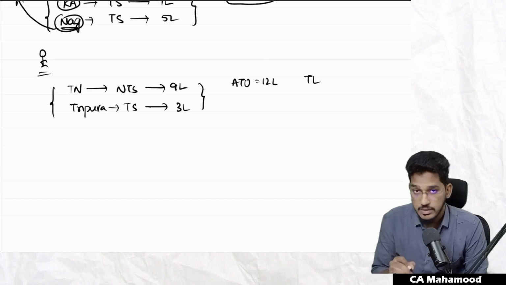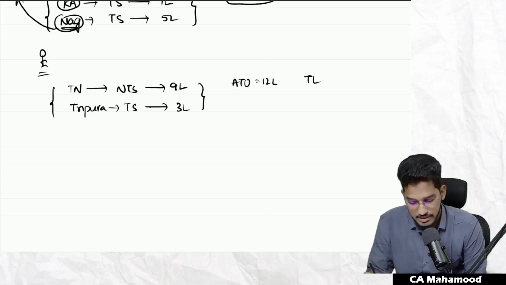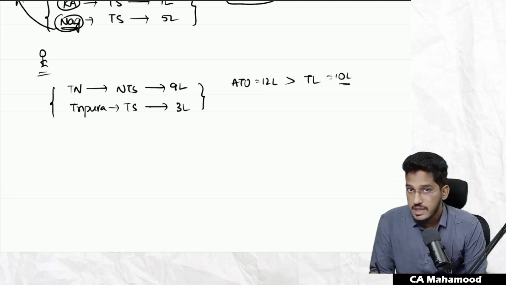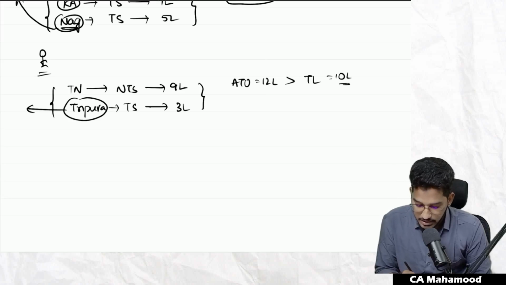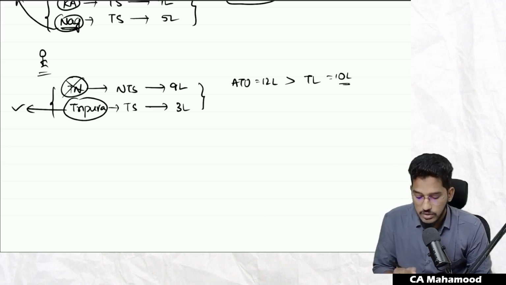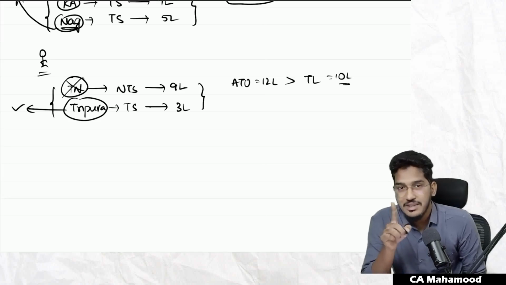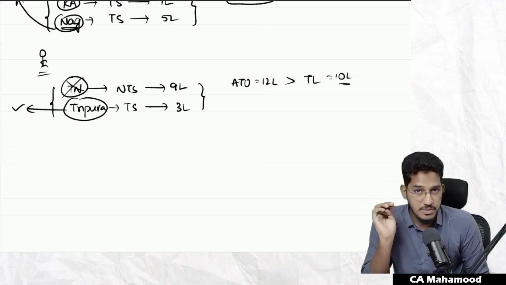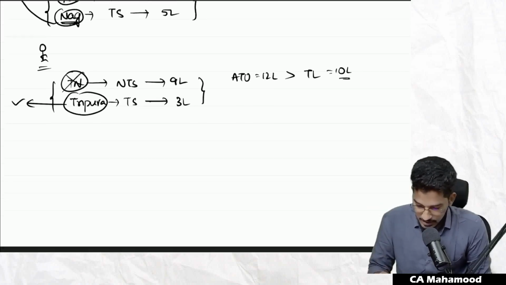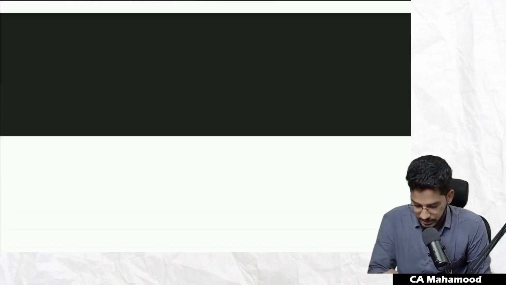Since he is making a taxable supply from one of those four special category states, the applicable threshold limit will be 10 lakh. Since the aggregate turnover exceeded the threshold limit, he is required to take registration. Where will he take registration? Only in the state where he is making taxable supply. In this case, he will take registration only in Tripura. In Tamil Nadu, he will not take registration. Why? Because from Tamil Nadu, he is not making any taxable supply. Understood?